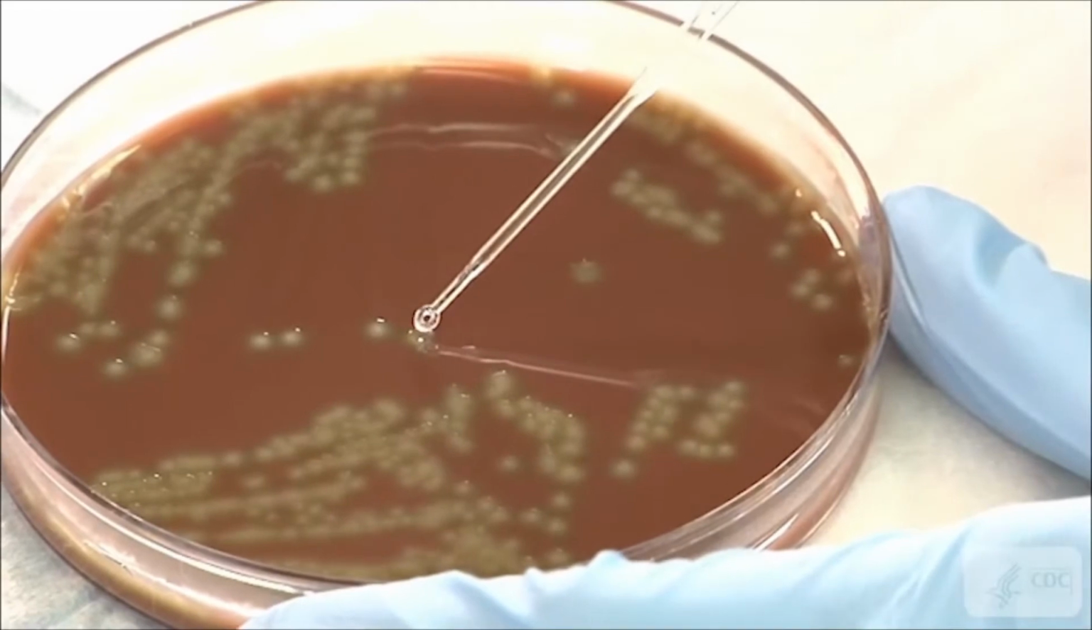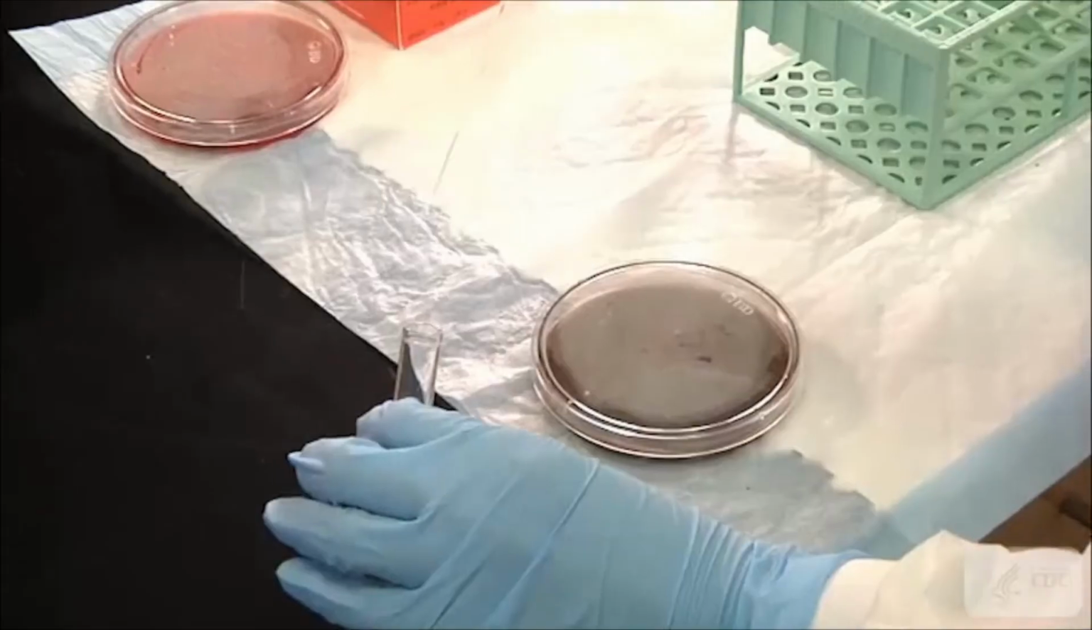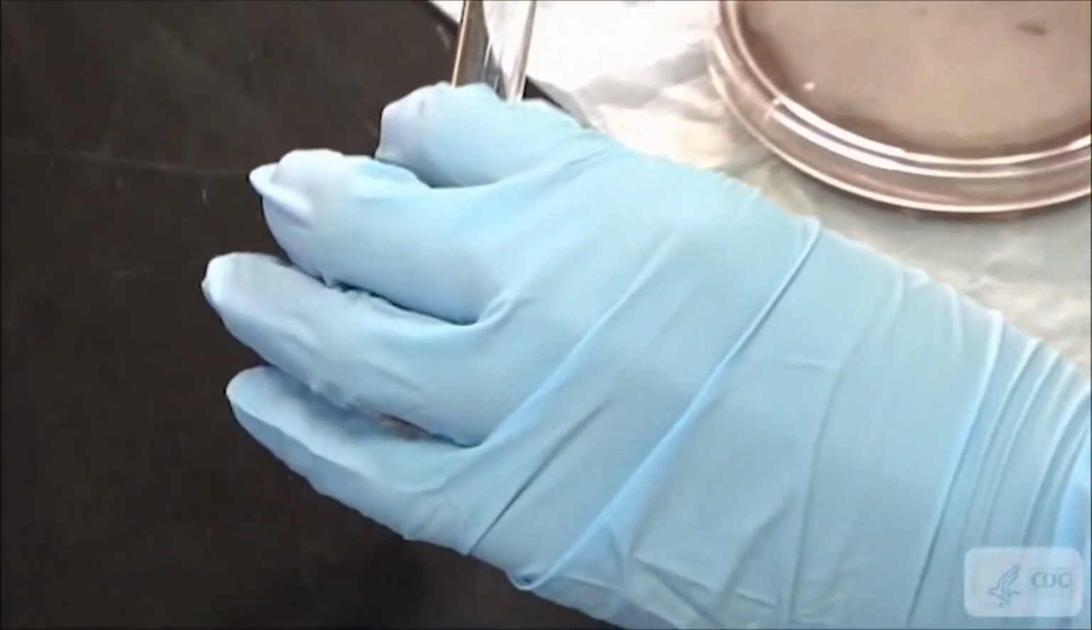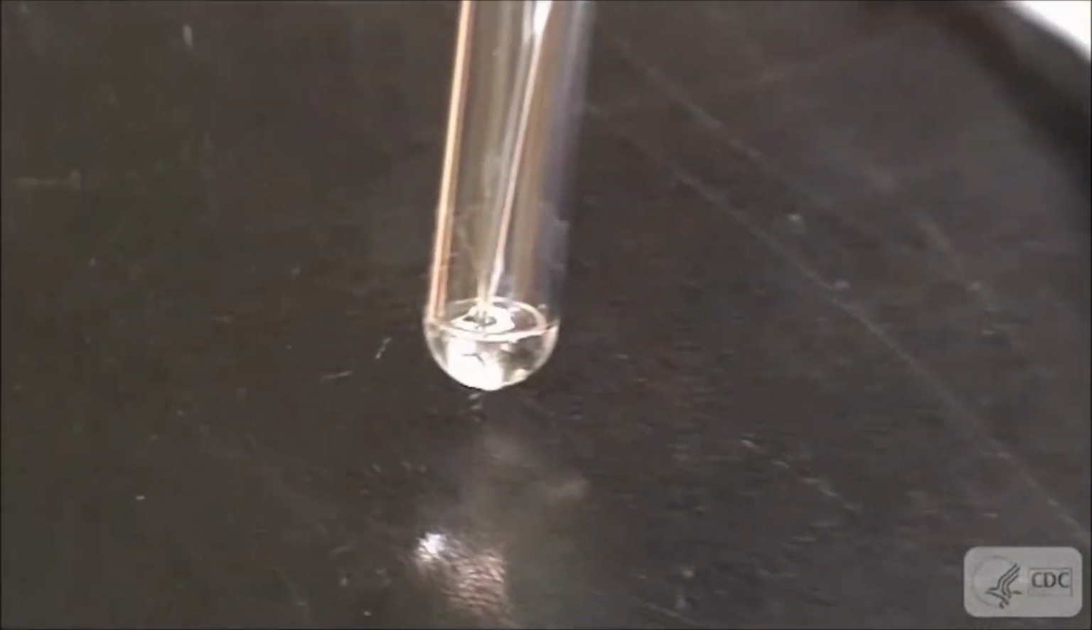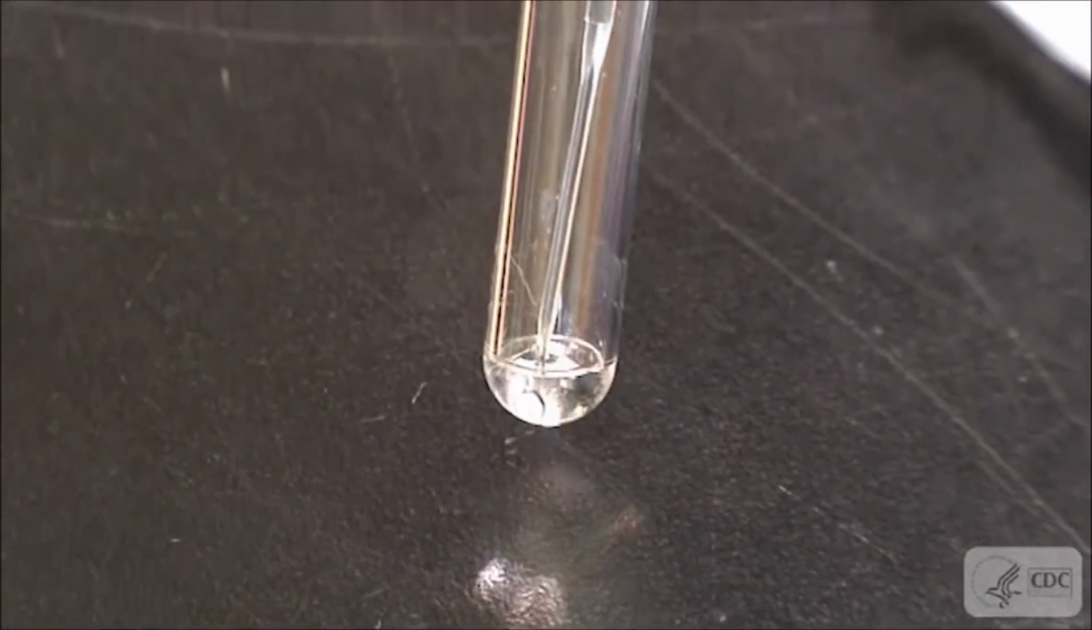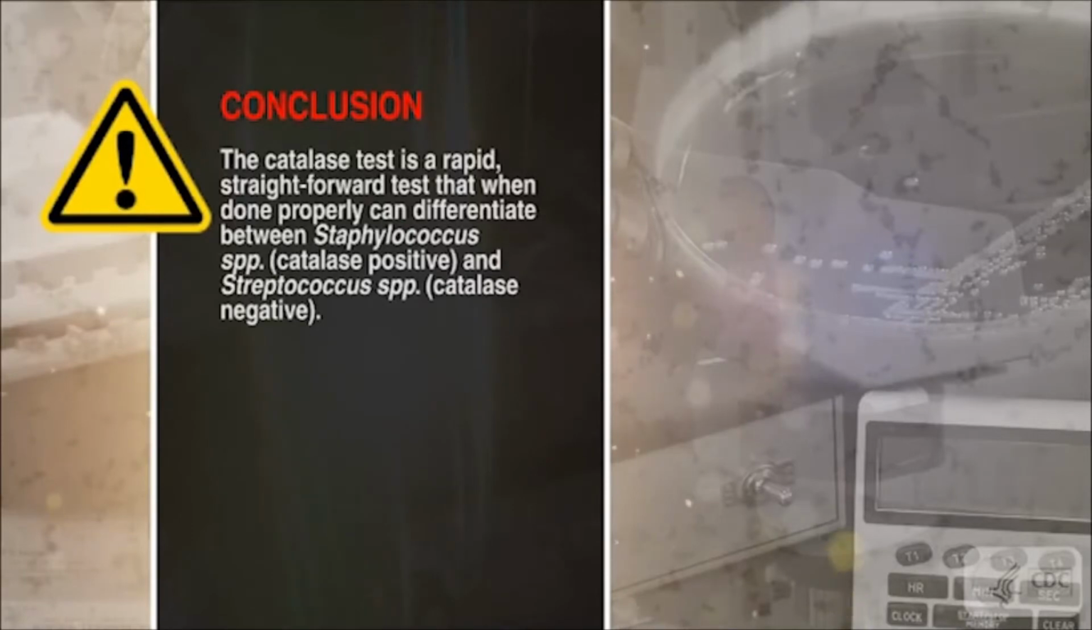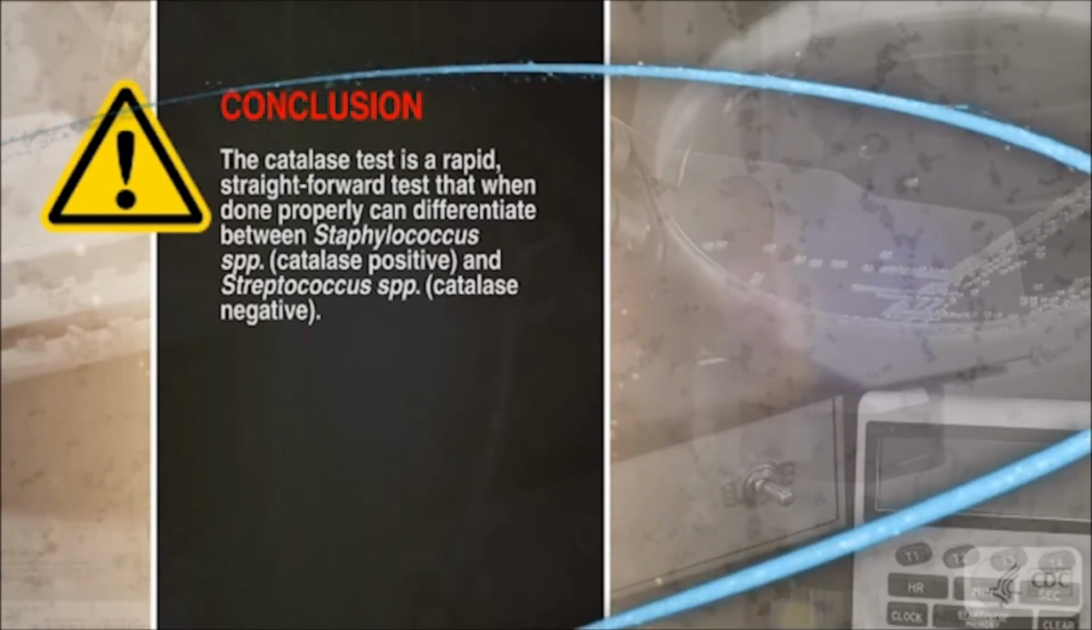Repeat the process for the negative control. No formation of bubbles indicates a negative reaction. So as you can see, the Catalase test is a rapid, straightforward test that when done properly can differentiate between Staphylococcus, which is Catalase positive, and Streptococcus, which is Catalase negative.